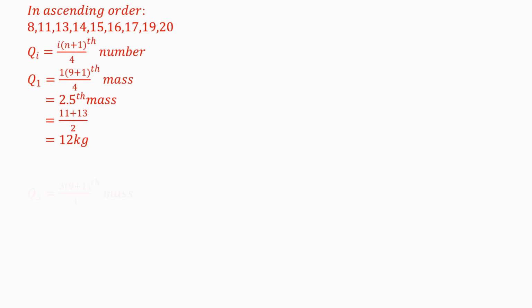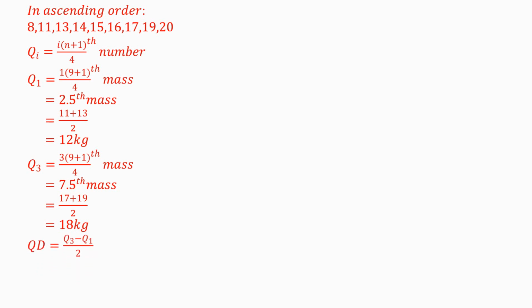Then we do the same for quartile 3, which will be 3 times (9 plus 1) over 4, which is the 7.5th mass. We don't have the 7.5th mass, so we take the 7th and the 8th mass, then divide by 2. So it's 17 plus 19 divided by 2, which is equal to 18 kilograms. Then to find the quartile deviation, we subtract quartile 1 from quartile 3 and divide by 2. Substituting, we have 18 minus 12 divided by 2, which is equal to 3 kgs. So the quartile deviation of the masses of the sheep is 3 kilograms.